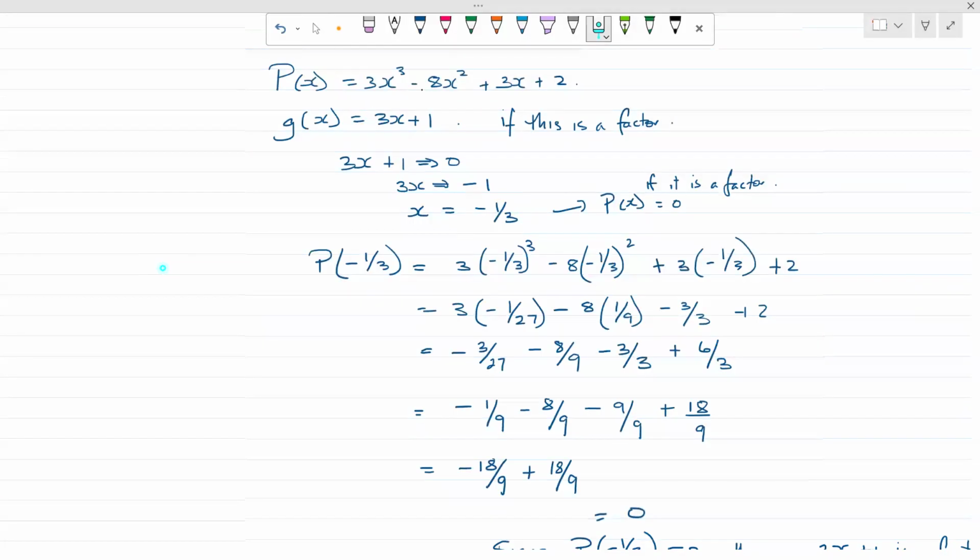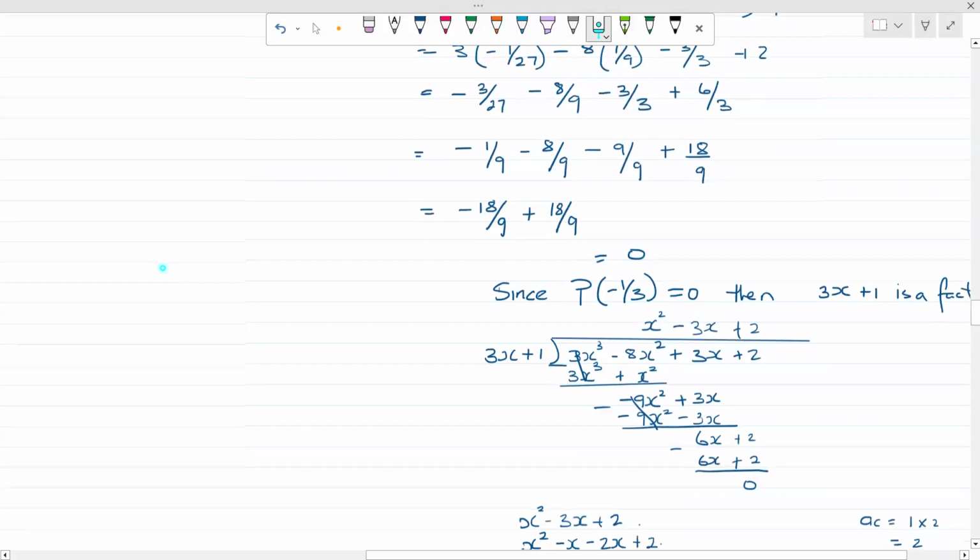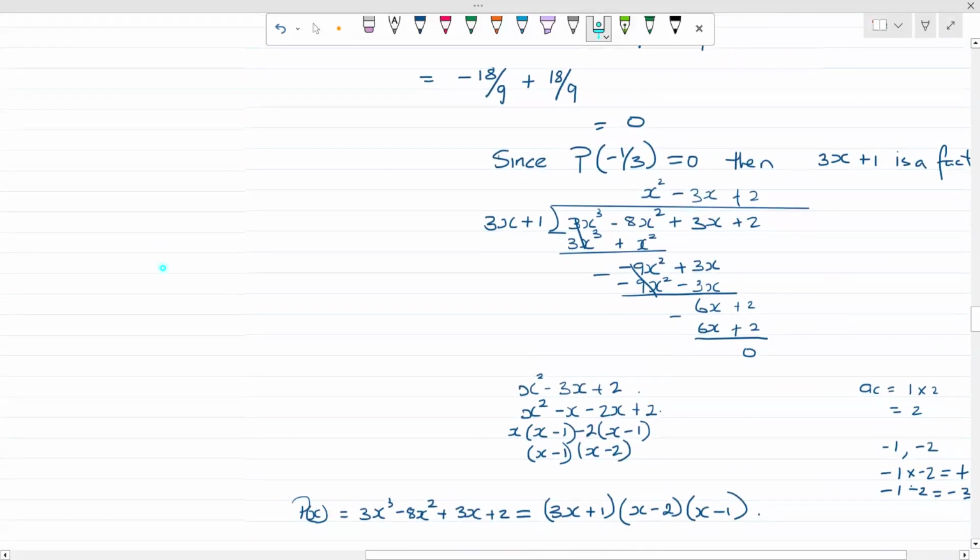So when I substitute this value of x into this polynomial, I am supposed to get 0 because they're saying it's a factor. So we need to check it to see if that happens. So I'm substituting, and you're going to have to do a little bit of work in here. I think you could work this out on your own. What is going to happen at the end is that I am going to end up with -18/9 plus 18/9. All of these negative values here will add up to -18, and this is going to give me 0. So it is a factor. So what that means is that when I divide this polynomial by 3x plus 1, I will get 0.